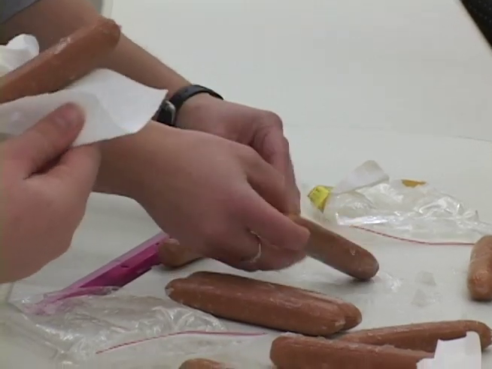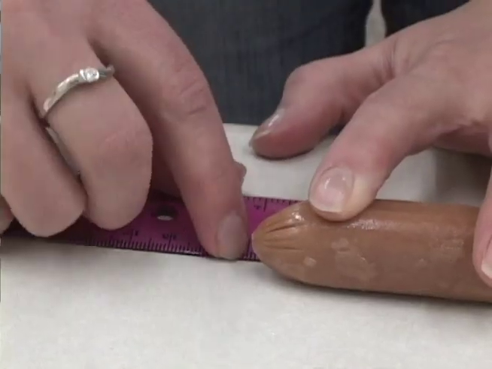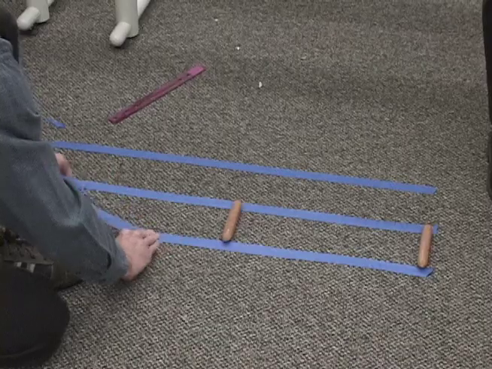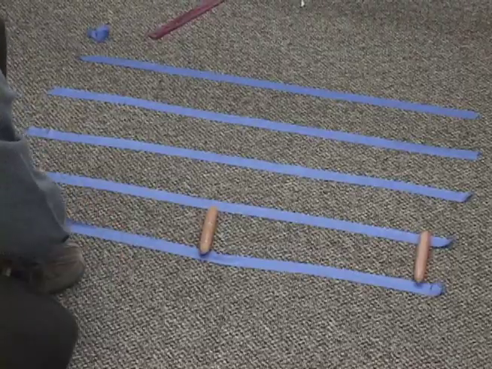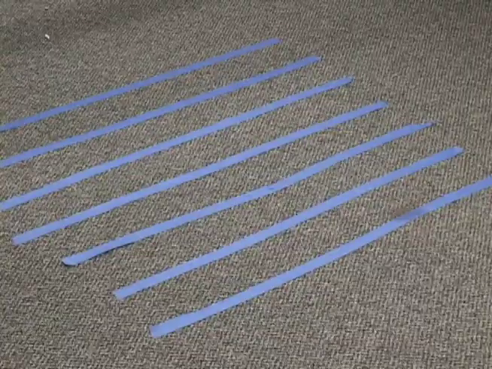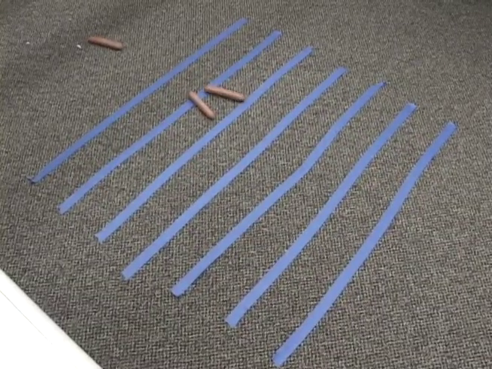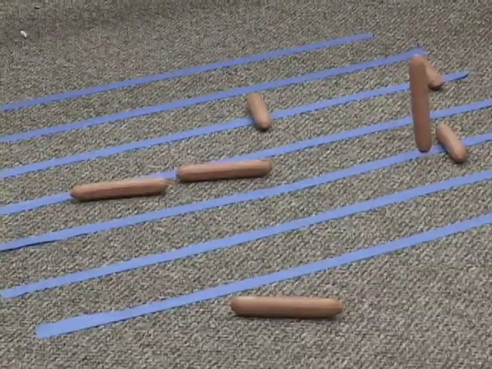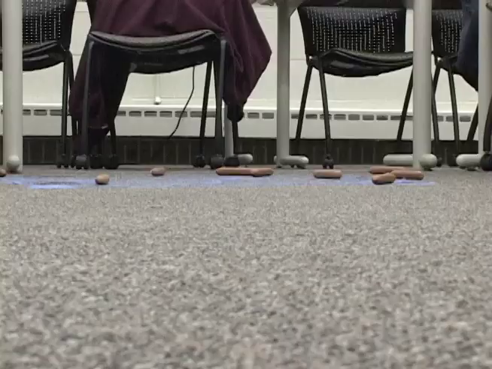First, the hot dogs had to be precisely measured and the average length had to be calculated. Second, a grid must be drawn with the lines an average hot dog's length apart. Third, the hot dogs were thrown onto the grid, counting how many did and did not cross a line. They were thrown again, and again, and again, until a large sample set existed.